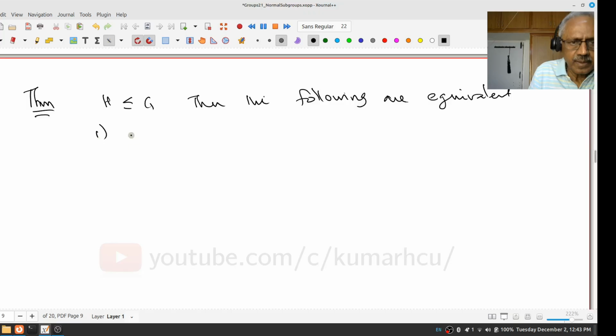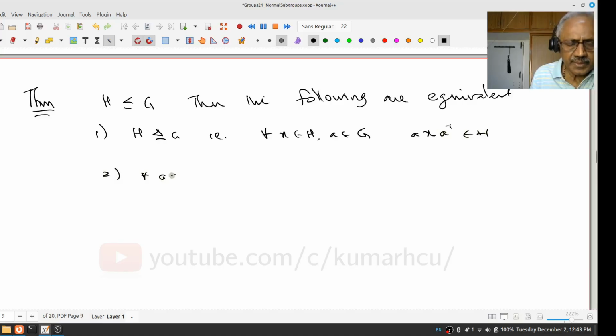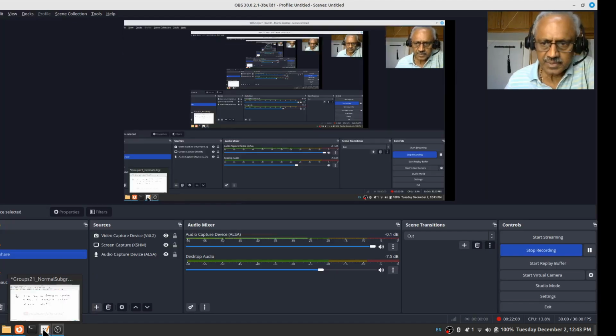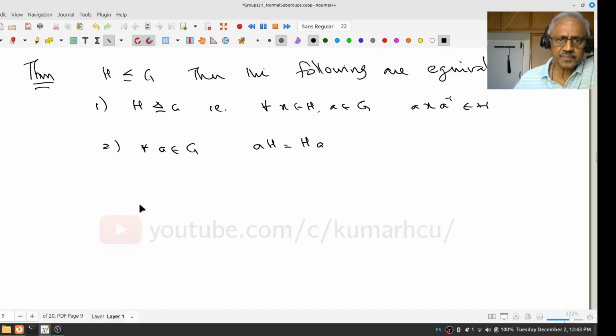H is normal in G, that is, for all X in H and A in G, AXA inverse belongs to H. And 2. For all A in G, the left coset equals the right coset. Yeah, I'm still sharing the screen. Is this definition clear? Sorry, result.